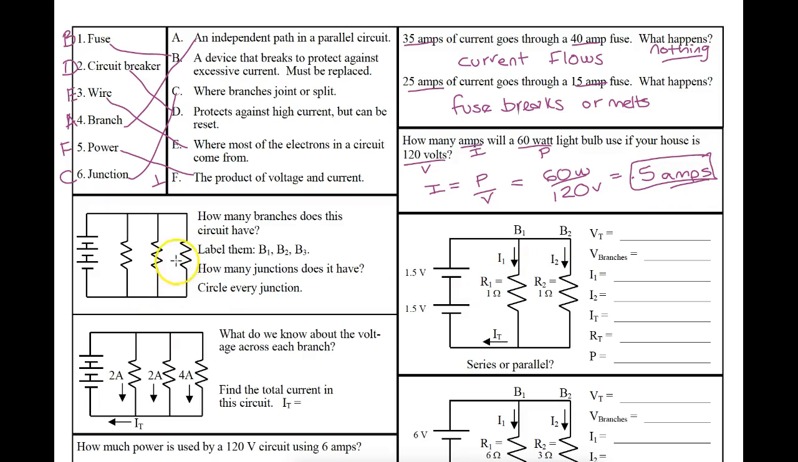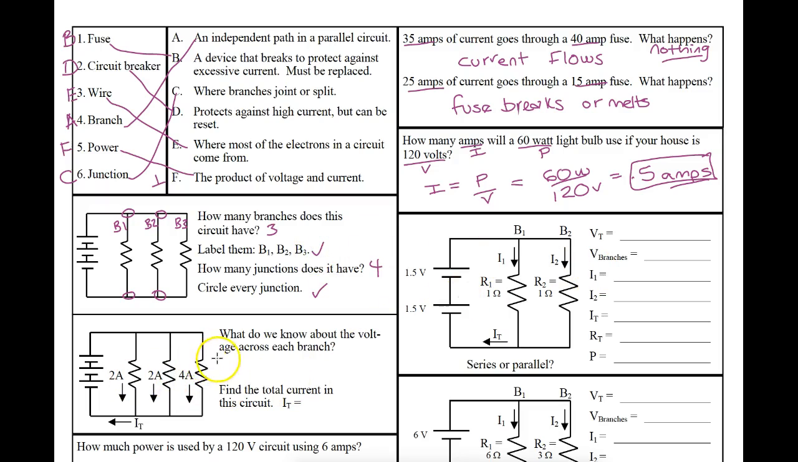Now we're going to take a look at some parallel circuits. It says, how many branches does this circuit have? And it has 3. And it kind of tells you, because it says B1, B2, B3. So we're going to label them. B1, B2, B3. And then how many junctions does it have? So a junction has to be like a T. So there are 4. And it says circle them, which we did. Done and done.